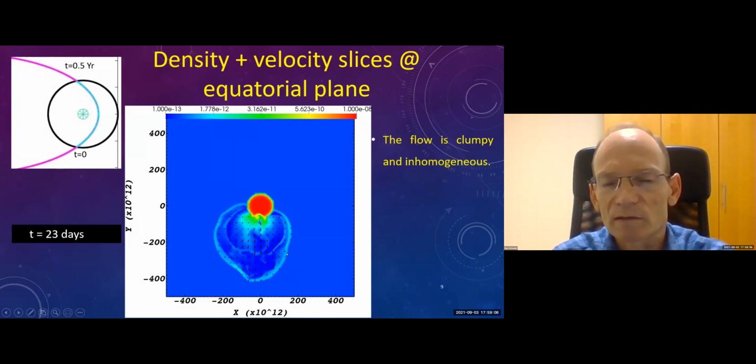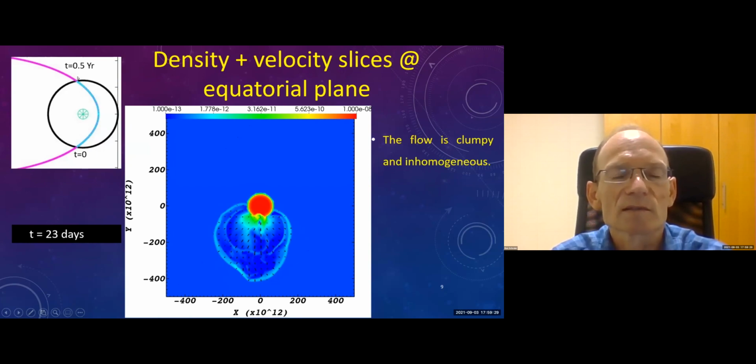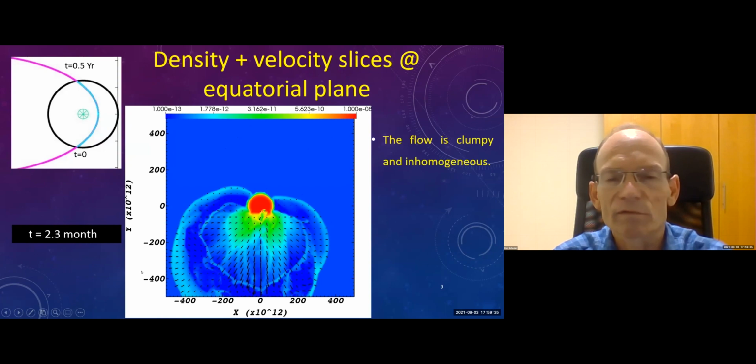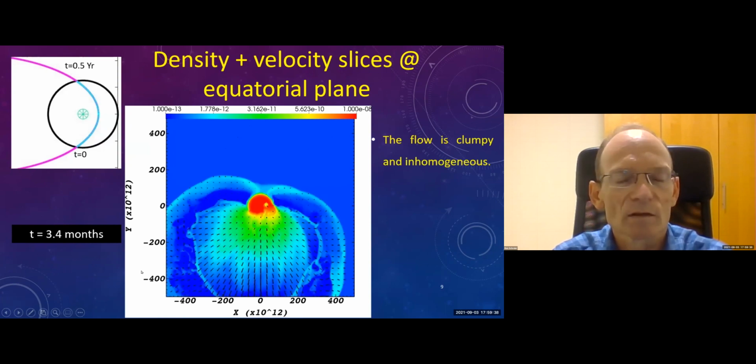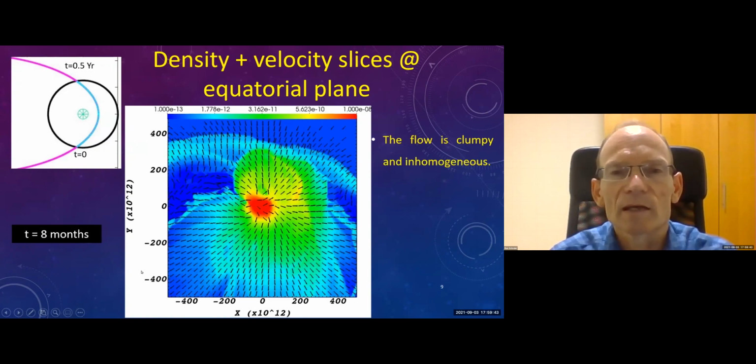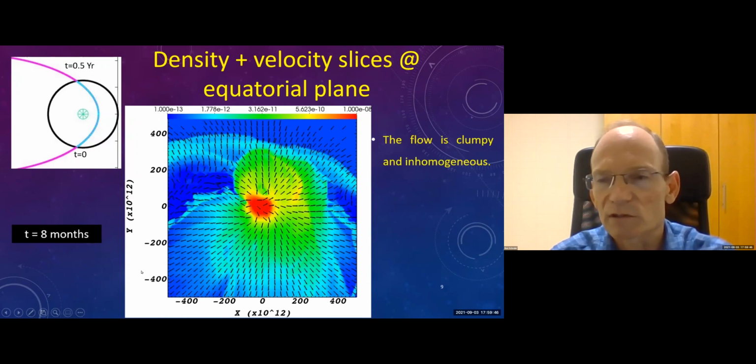Okay, so if we take a closer look at the equatorial plane, at the densities, with velocity vectors on top of them, we see the flow, which is clumpy and inhomogeneous, opposite the direction of the entrance of the neutron star. This is only 23 days after the beginning. Let me remind you that it takes 6 months for the neutron star to leave the envelope. We are now 2.3 months after the beginning, 3.4 months after, a little bit after periastron, and now we are 8 months after the beginning of the simulation.